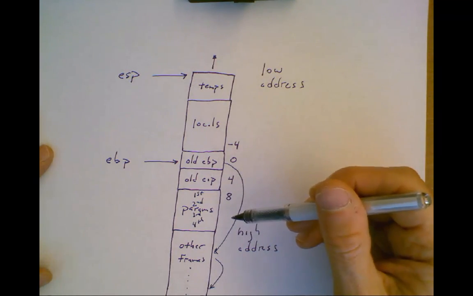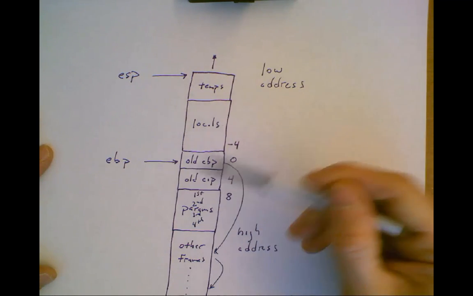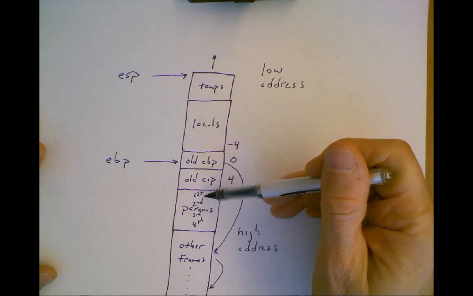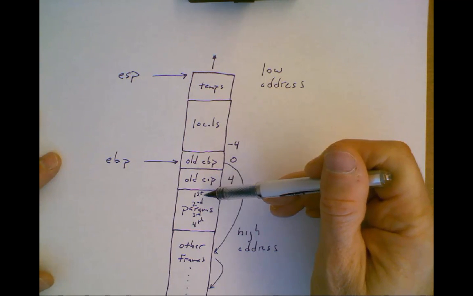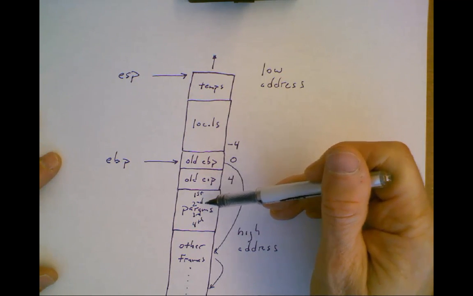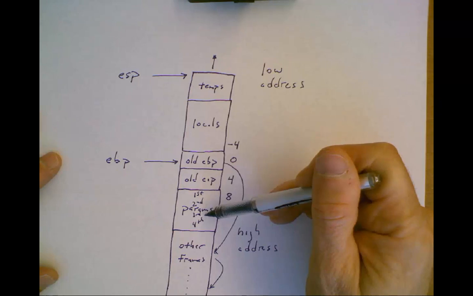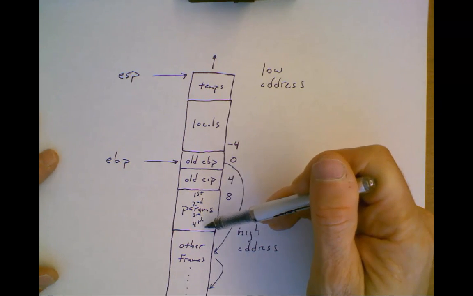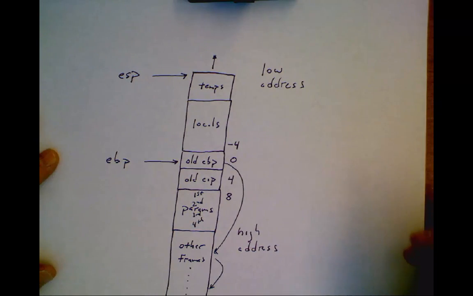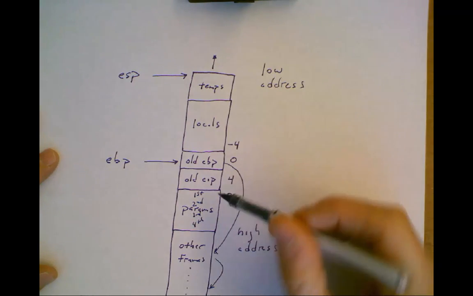But the nice factor of that is from the called routine's point of view, that vector of parameters is in increasing memory order. The first one's at a lower address, the second one's at the next higher, the third one's at the next higher address, and the fourth one's at the highest address. And the parameters are indexed off of the frame pointer.